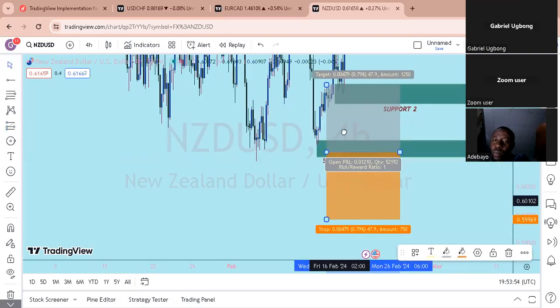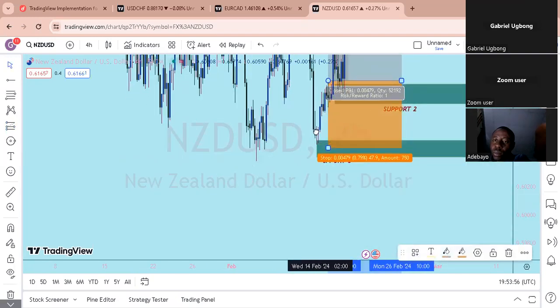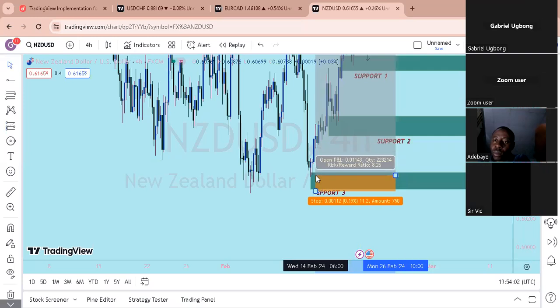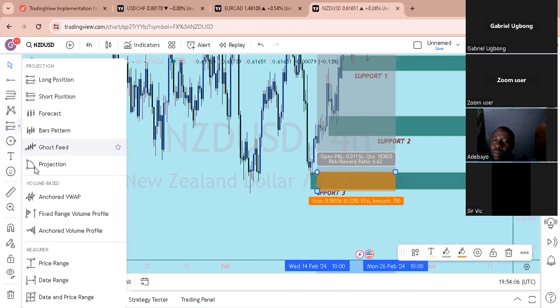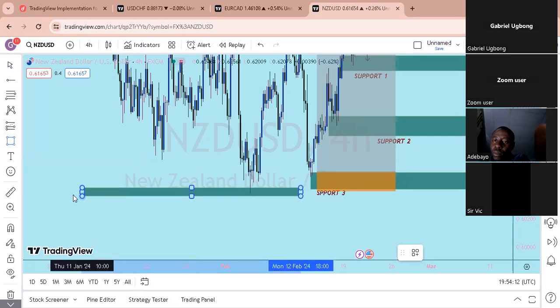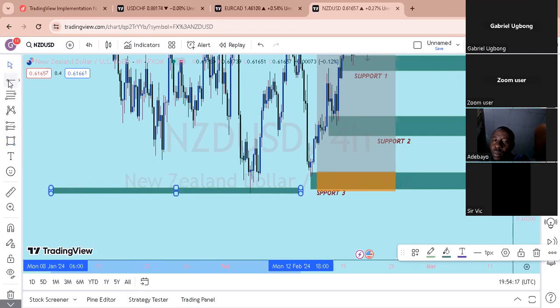From this level, I'm going to drag. This is my risk to reward. So if I use this, it's going to give me what I'm risking. From this place would have been my stop loss. This support level here should have been my stop loss to the left hand side. So let's see what happened here. Yeah, so this is my support.